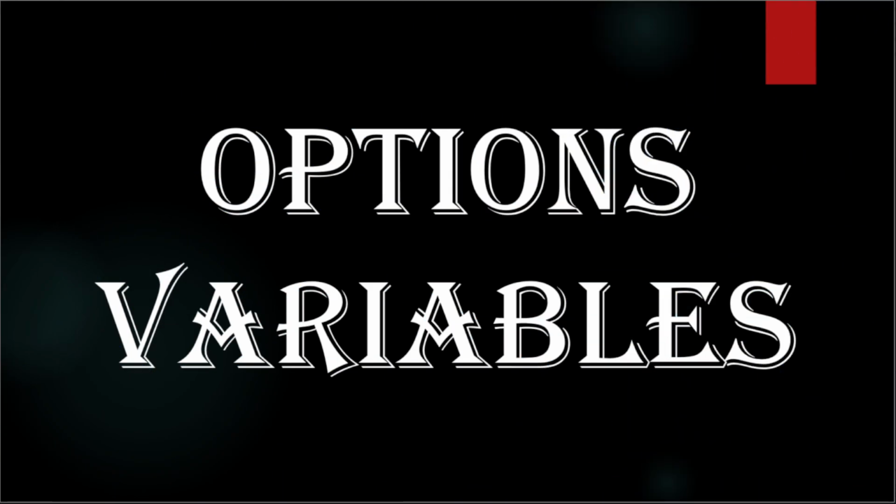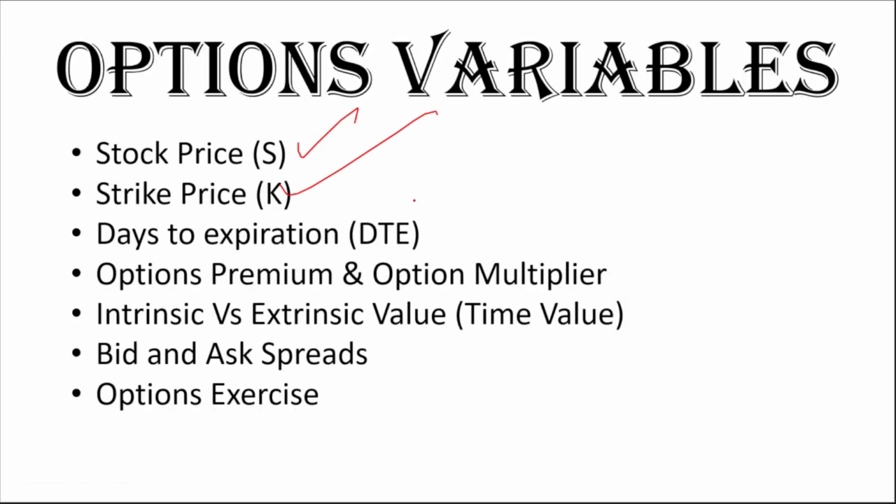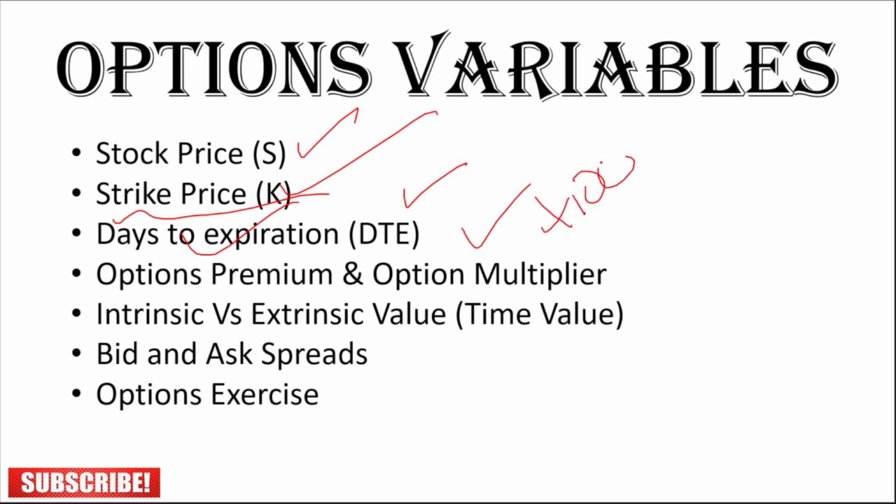Options variables. Options contracts are composed of a few variables, and it's very crucial that option traders be aware of these variables so they can make an informed decision about when to trade an option. Stock price, strike price, DTE, in other words, days to expiration, option premium, and option multiplier. Very crucial, especially for those multiplied by 100. Intrinsic versus extrinsic value, aka time value, bid and ask spreads, and option exercise.